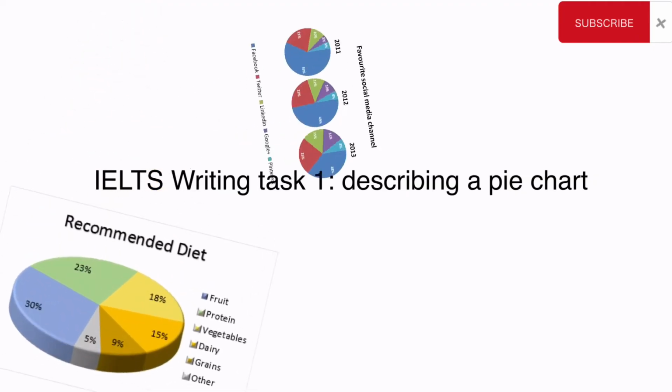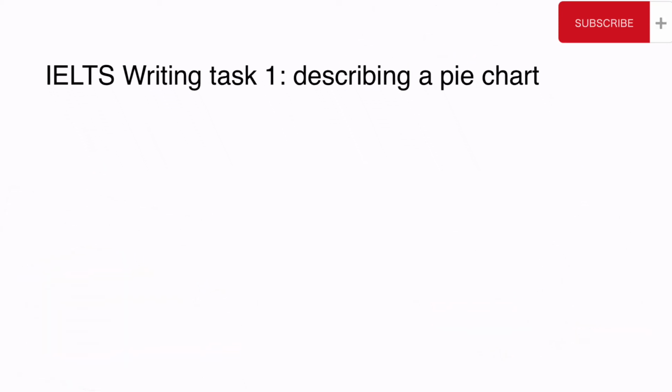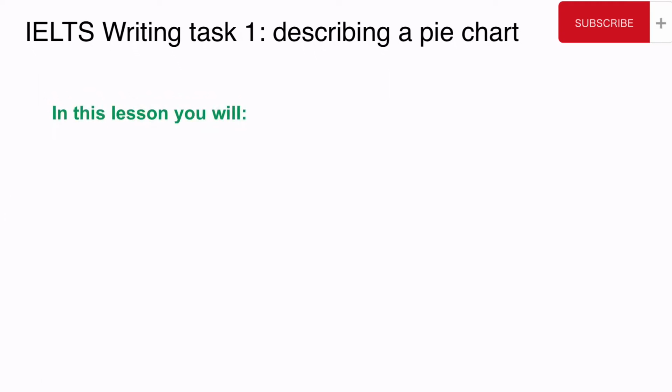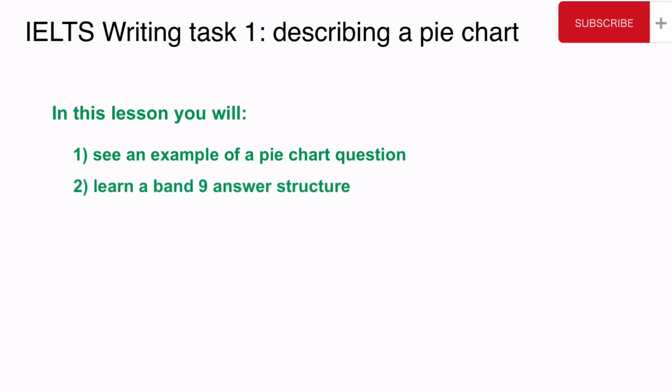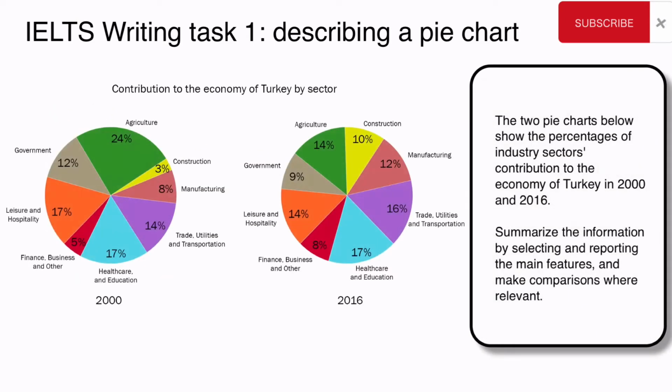I'm going to explain how to describe pie charts in IELTS Writing Task 1. In this lesson, you will see an example of a pie chart question, learn a Band 9 answer structure, write a model answer step by step together, and learn some useful vocabulary. So, this is an IELTS Writing Task 1 sample.